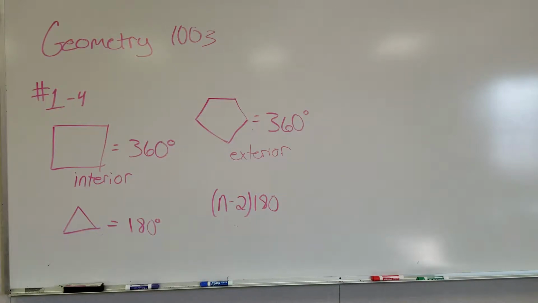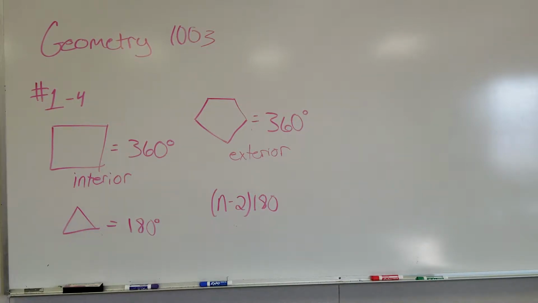This is the study guide for Geometry Unit 3. We're going to cover these questions quickly. On problem number 1, the sum of the interior angles of a quadrilateral equals how many degrees?